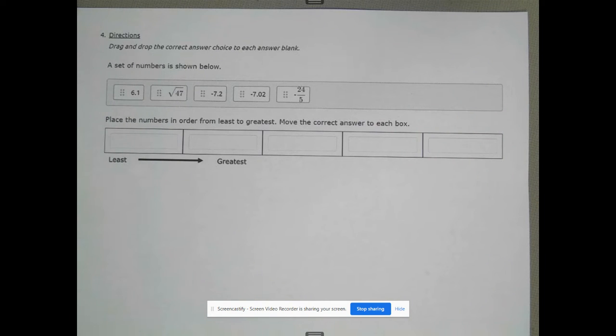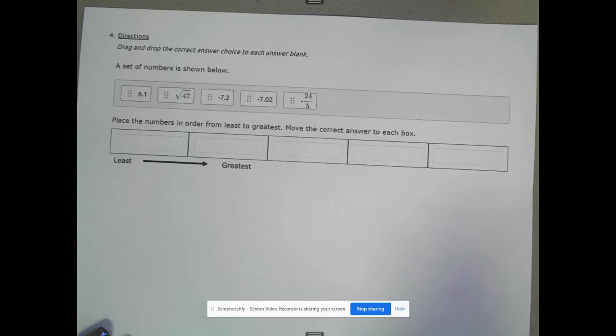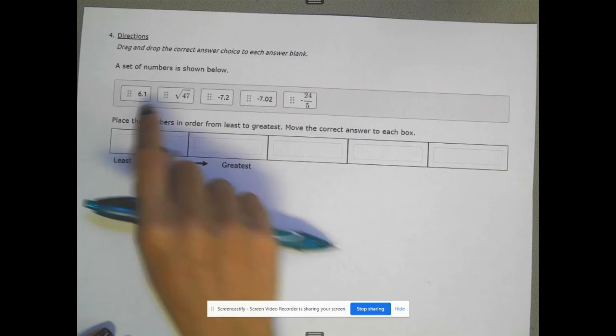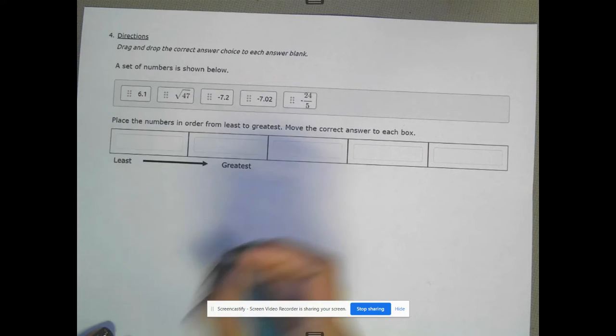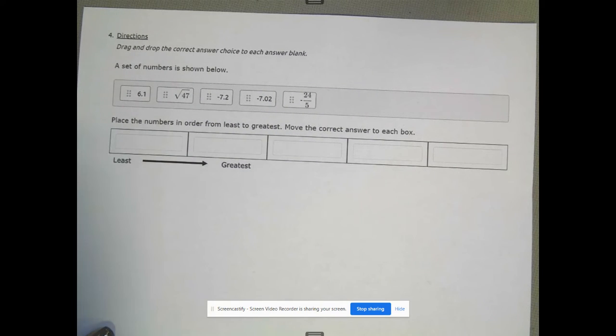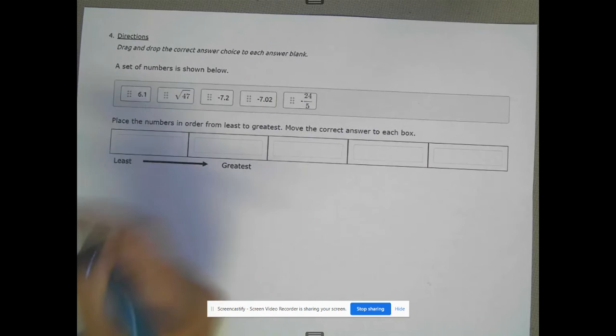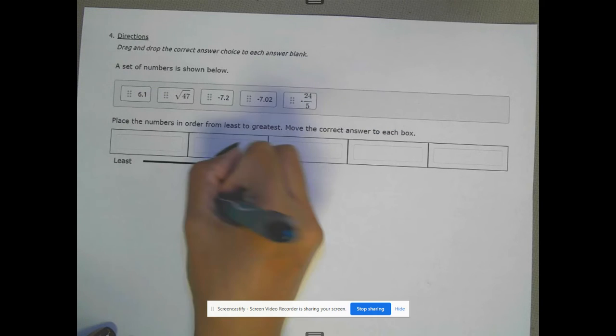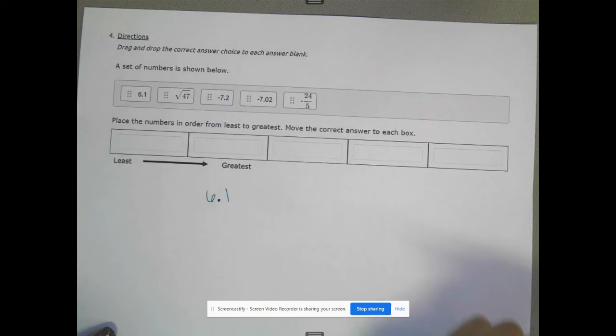So before I can move on and start working this, I need to make sure that I turn all the numbers into the same type. So I have 3 decimals already, so I'm going to turn them all into decimals. And as I do this, I'm going to make sure that I line up the decimals. So my first is 6 and 1/10.